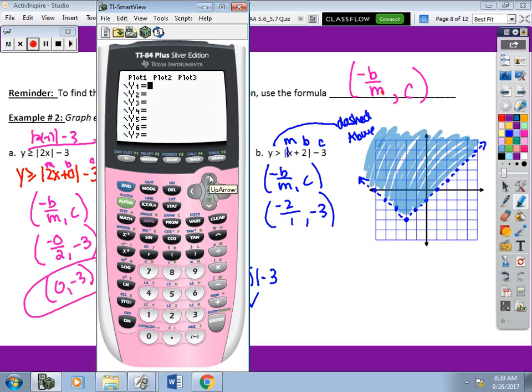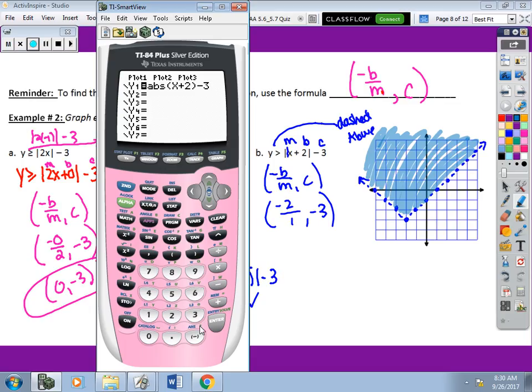So who remembers how to get the absolute value feature on my graphing calculator? What button do I have to press to get the absolute value bars? Caleb? Math, arrow over to number, and the first one, ABS. Inside I'll type x plus 2. I'll close my parentheses. Anyone with a new calculator, just hit the arrow over button to get out of your absolute value bars, and then we'll put a minus 3. Not a negative 3, but a minus 3.